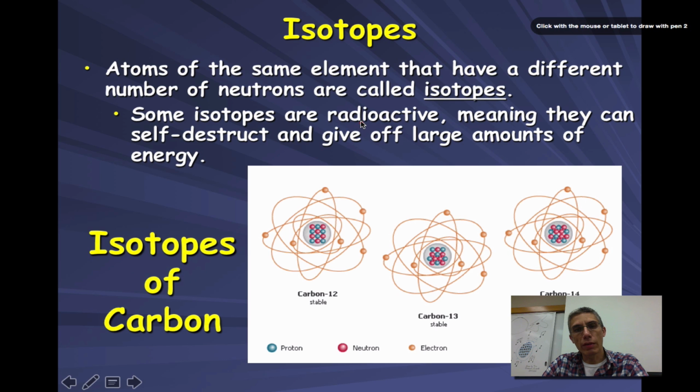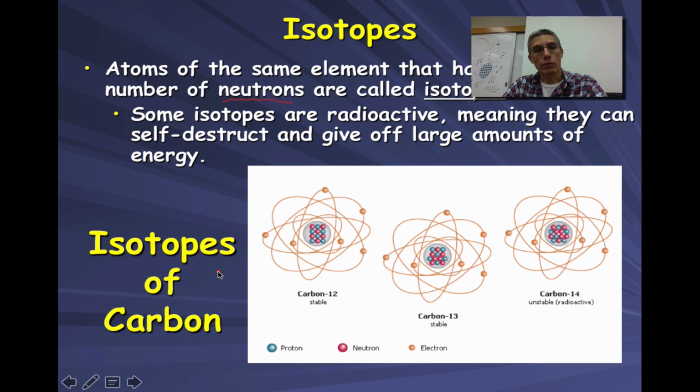Now occasionally you're going to find some elements that vary. In other words, it's the same element, but there are a few things that are different between those different versions of that element. We call those different versions of the same element isotopes. They have the same number of protons and the same number of electrons, but the number of neutrons is a little bit different. Some isotopes are considered radioactive because of that small change in the number of neutrons, and this means that they can self-destruct and give off a large amount of energy.